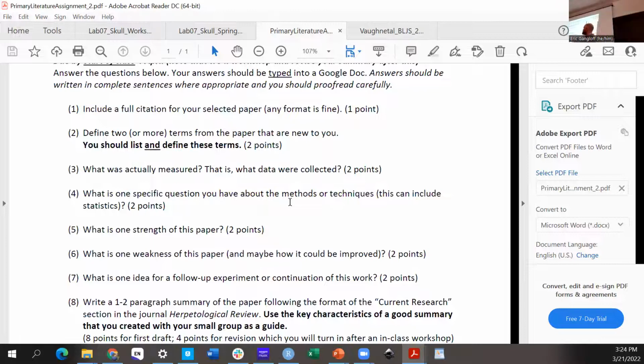Cool. Number 5 is the strength of the paper and number 6 is the weakness of the paper. We'll skip 6 because there's no weaknesses for this paper. No, just kidding. Give me one strength of this paper. What's one thing this paper did well? Looked at a lot of different conditions, right? I wouldn't disagree. I think that was a novel aspect of the study for sure.